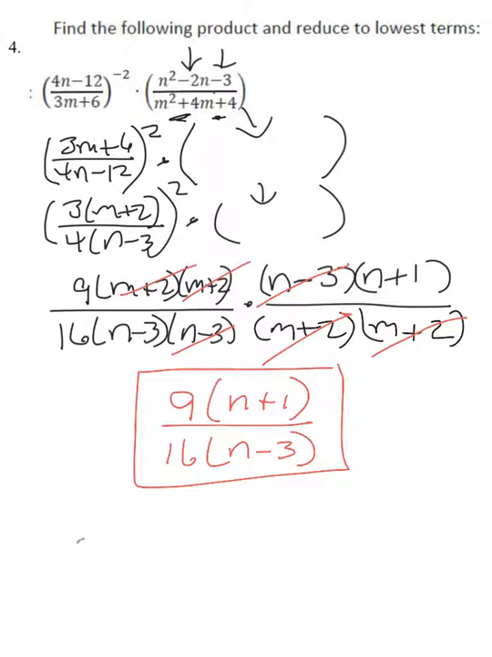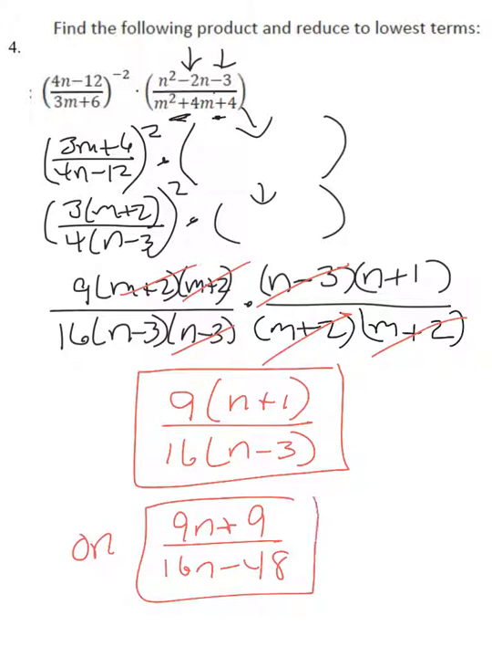Could I also write it by cleaning it up and putting it back together? Yes, I could. You could tell me it's 9n plus 9 on top if I distributed, all over 16n minus 48. That's another possibility. Either one.